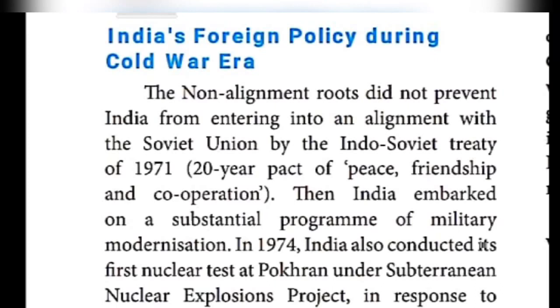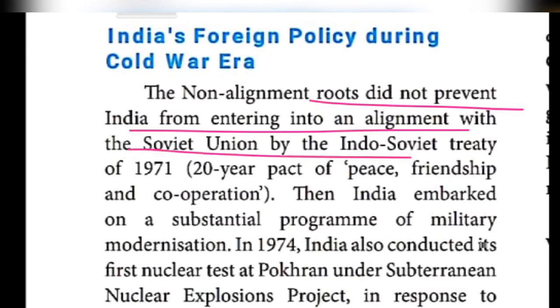During the time of the Cold War, India's foreign policy: non-alignment did not prevent India from entering into a treaty with the Soviet Union, the Indo-Soviet Treaty. Even though they followed the policy of non-alignment, they had a relationship with Russia also. India signed the treaty with Soviet Russia in the year 1971, a 20-year pact of peace, friendship and cooperation.